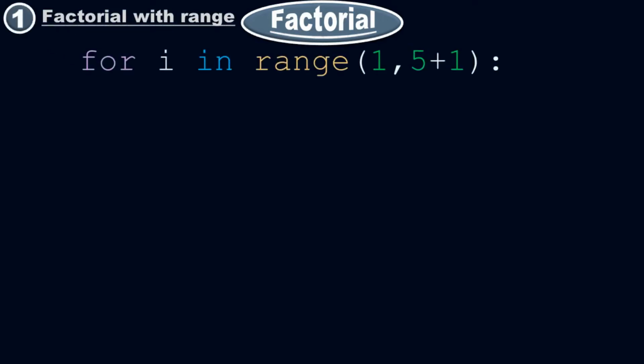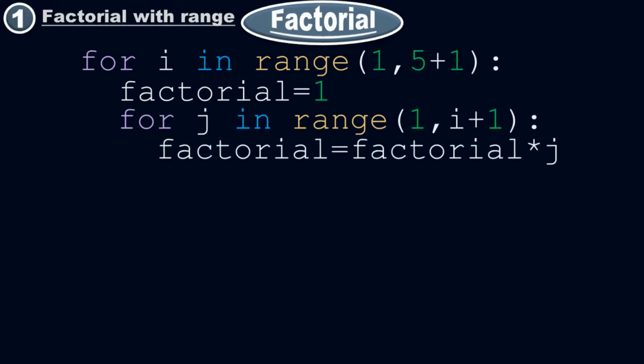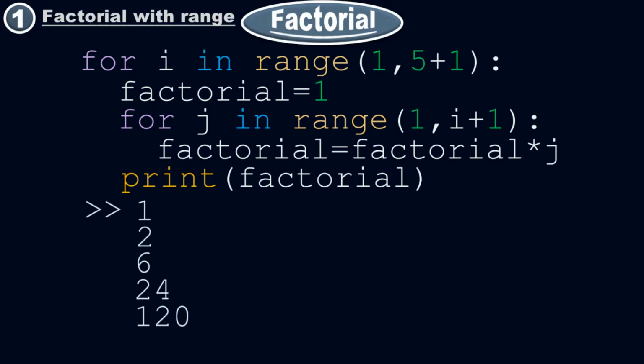Factorial with a range. Now let's see the factorial with a range function. Example number 1. For i in range of 1, 5, 1, factorial equals 1. For j in range of 1, i plus 1, factorial equals factorial times j. Try the print of factorial. When you run it, you will get 1, 2, 6, 24, 120. That's the output we got here.